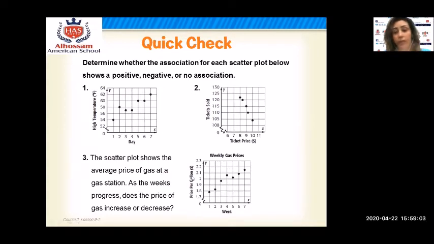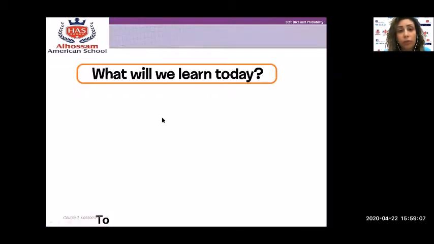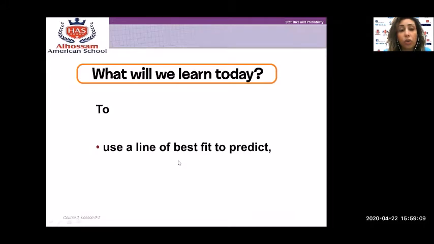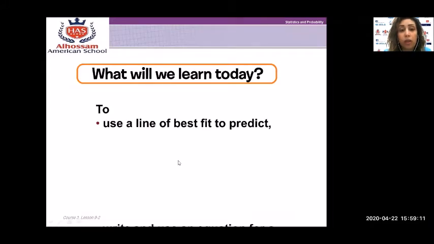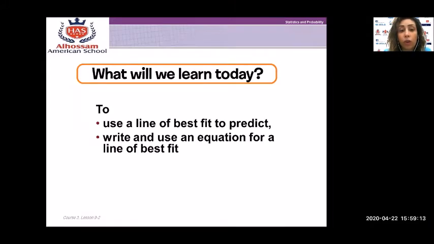So let's see what we're going to have today. Today we will learn to use a line of best fit to predict, and to use an equation for a line of best fit. We are going to use the equation of the slope that we had before.